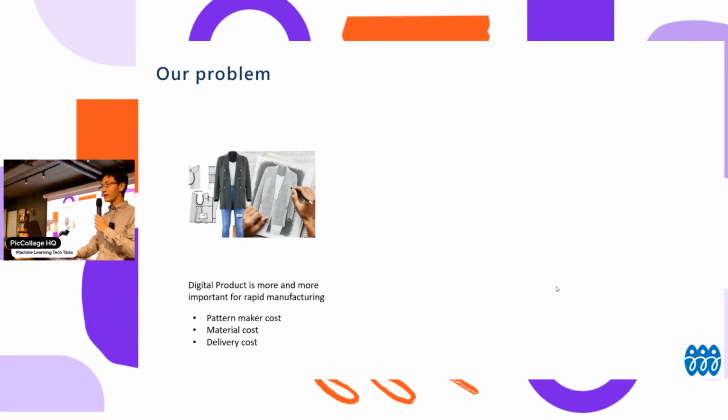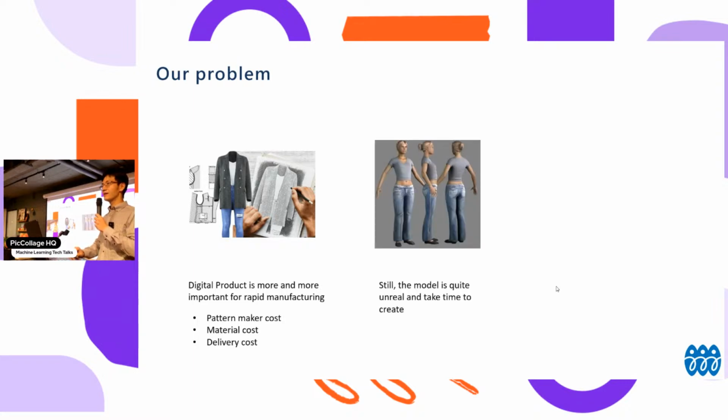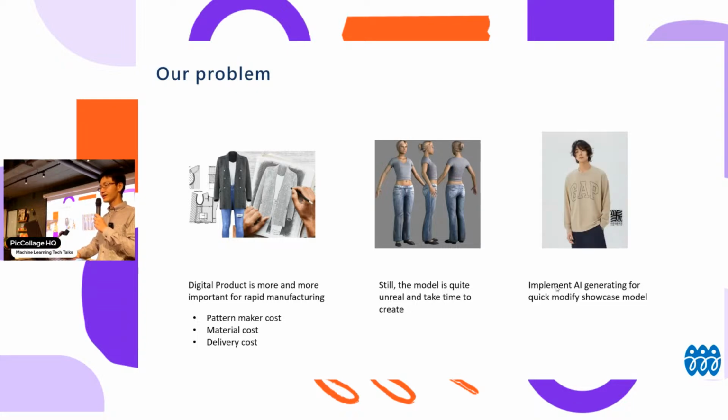there are some problems with the 3D, because the 3D model is quite unrealistic and it takes quite a lot of time to create or to modify. So we would like to try to use some AI generation to quickly modify the 3D into the 2D model with several points of view such as the front, side, and back, for customers for the reference.